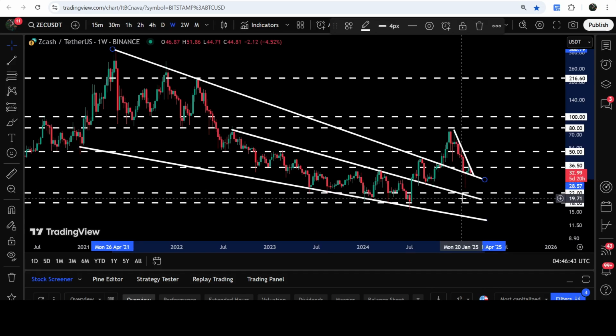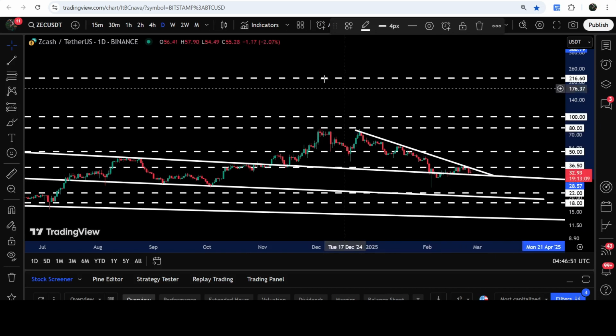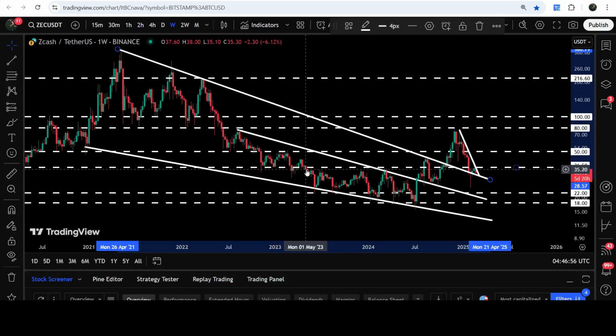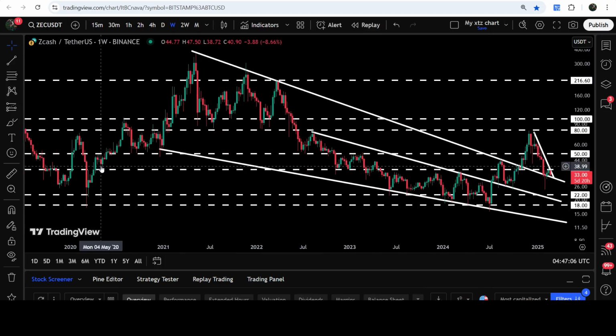Now, in order to start a massive reversal from here, first we will need to break out this downtrend line resistance, this one. And after that, we will also need to break out this long-term resistance of $36.50 as well. If we take a look at the weekly time frame chart, here you can see that this $36.50 has been working as a very strong resistance for several weeks or months. Therefore, again, it can work as a strong resistance for the price. By the way, here it was also working as support, this $36.50.